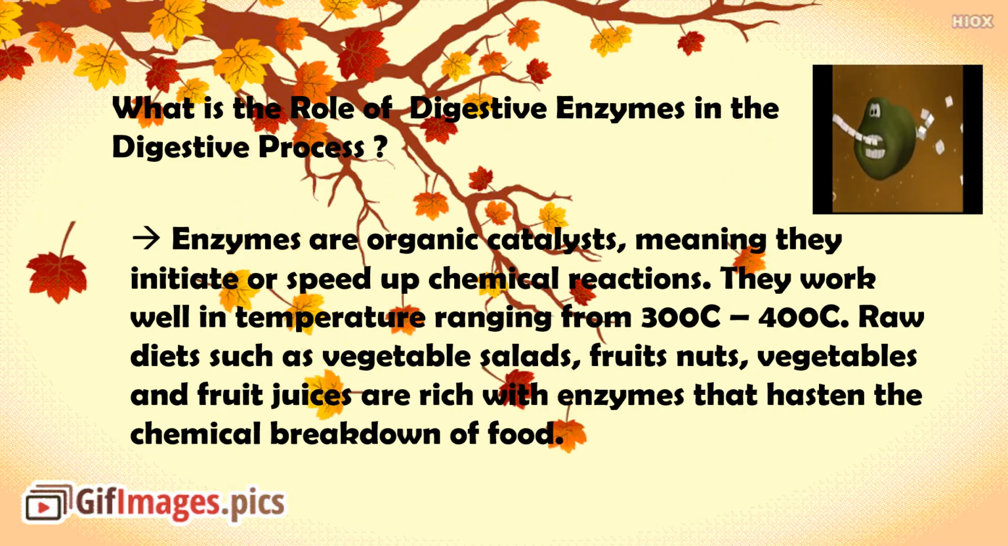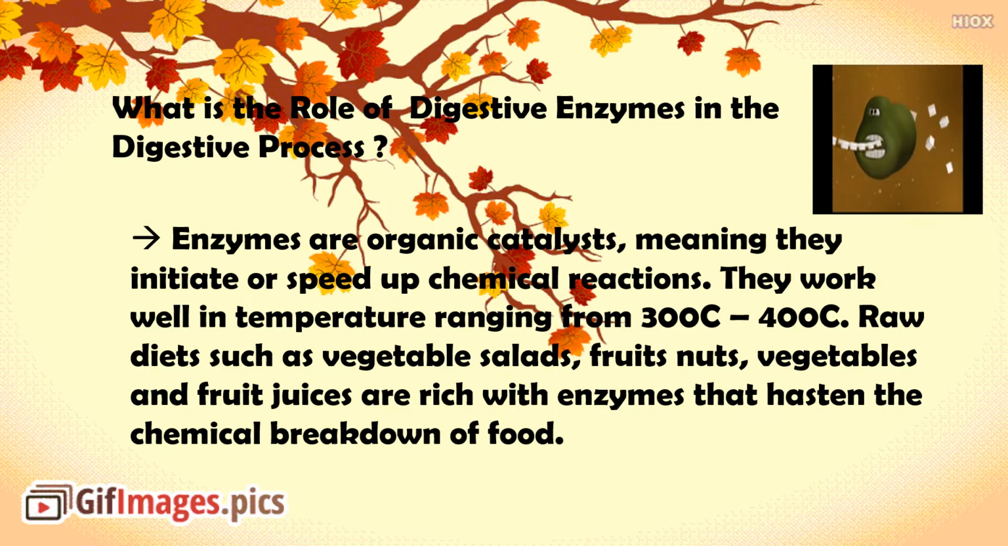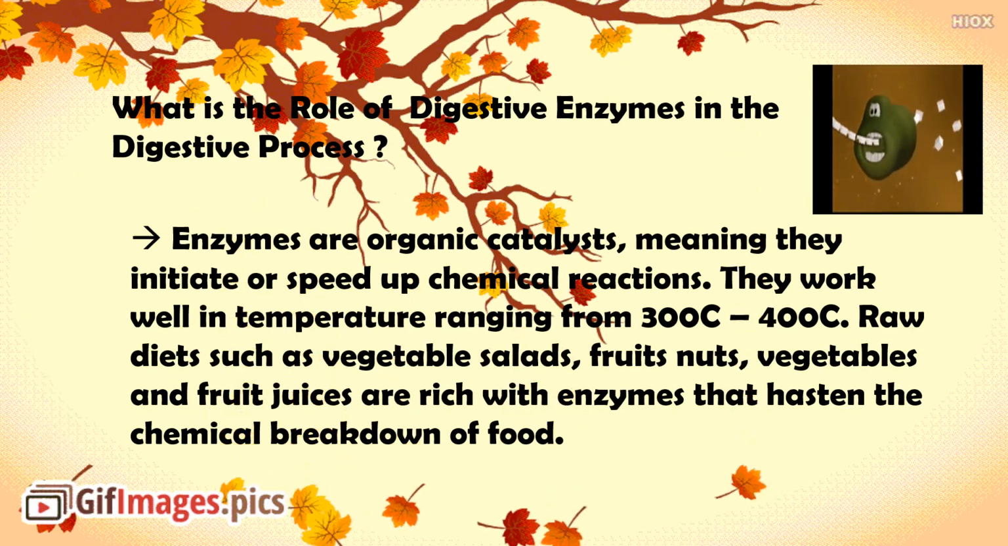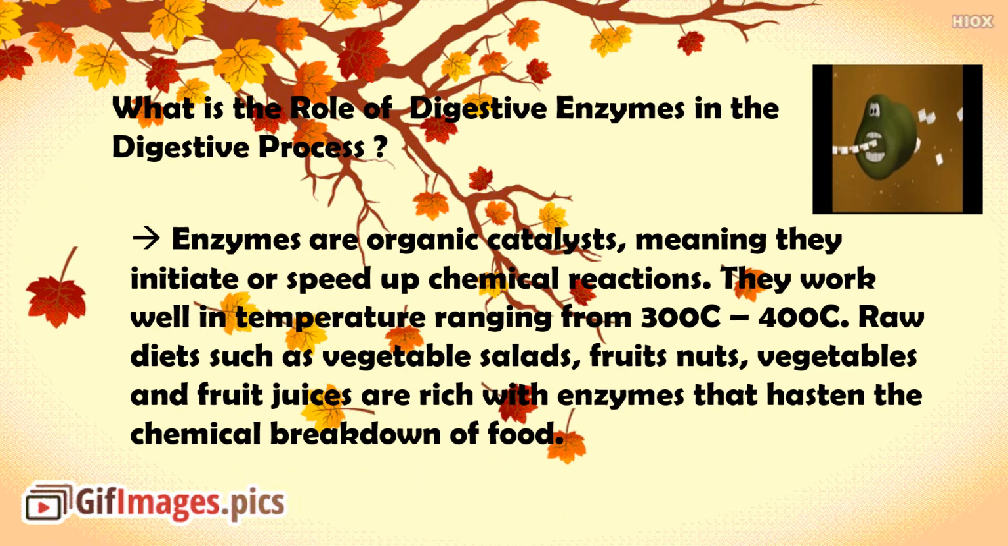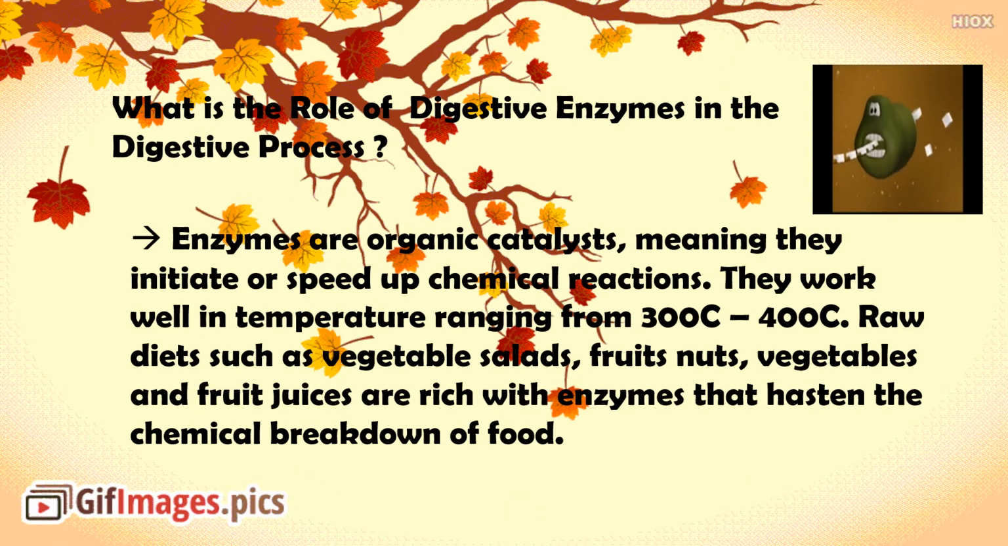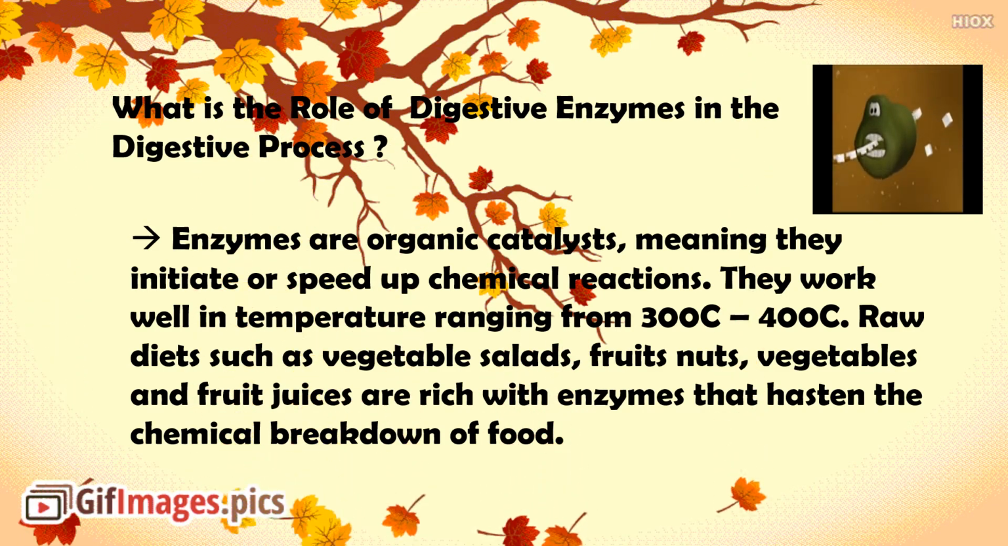Okay, enzymes are organic catalysts, meaning they initiate or speed up chemical reactions. They work well in temperature ranging from 30 to 40 degrees Celsius. Raw diets such as vegetable salads, fruits, nuts, vegetables, and fruit juices are rich with enzymes that hasten the chemical breakdown of food.